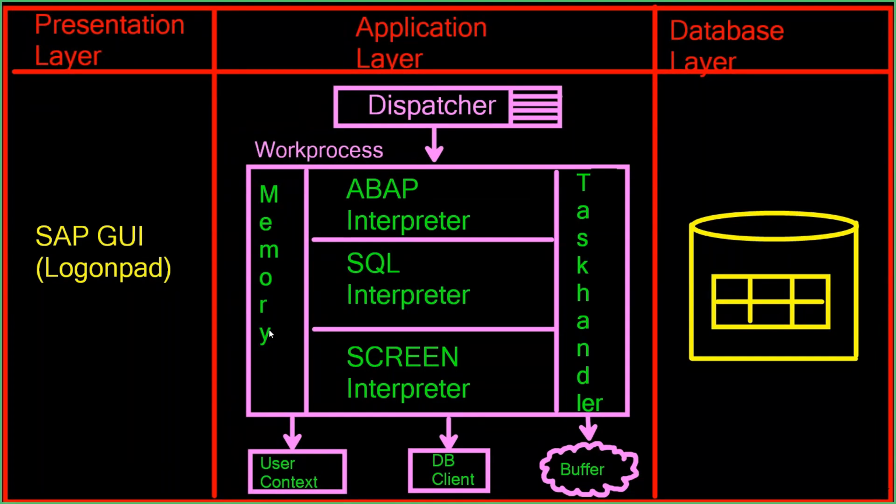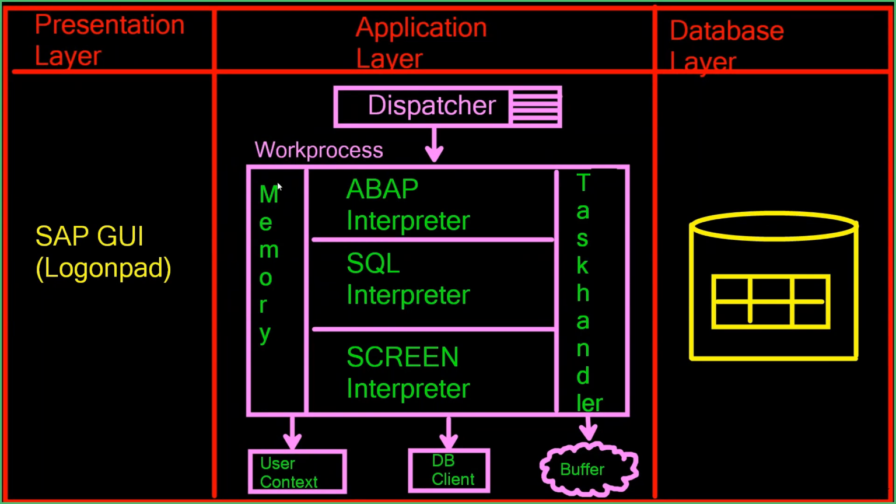As humans, food is important for energy. In the same way, memory is food for SAP. For every user request, it requires some memory. So based on the user request, memory is allocated, like 50 MB, 150 MB, 200 MB. That is totally decided by memory management based on the user request.